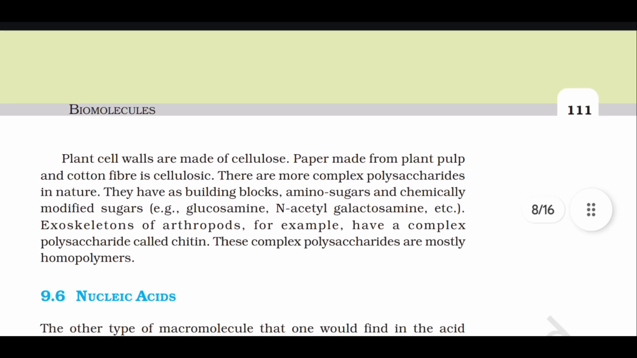There are more complex polysaccharides in nature. They have amino sugars and chemically modified sugars as building blocks, for example, glucosamine, N-acetyl galactosamine, etc. The exoskeleton of arthropods, for example, has a complex polysaccharide called chitin. These complex polysaccharides are mostly homopolymers.